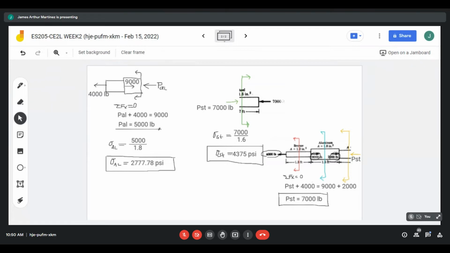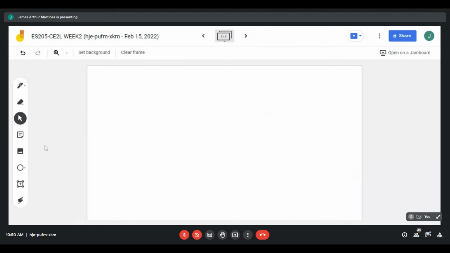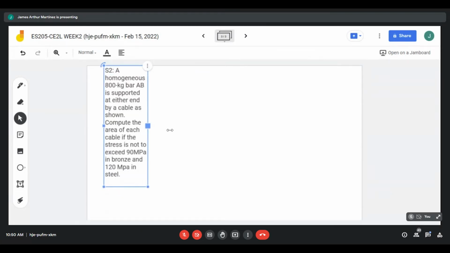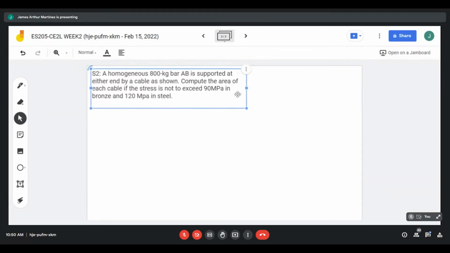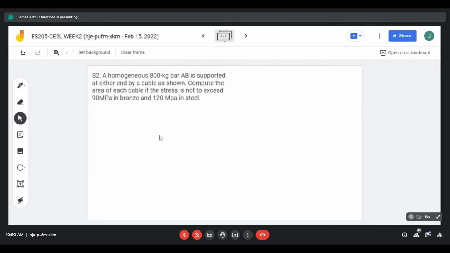Okay, so let's proceed with our second example. For sample problem number 2, I will just copy it, so I don't have to go back to the PowerPoint, to not consume time.